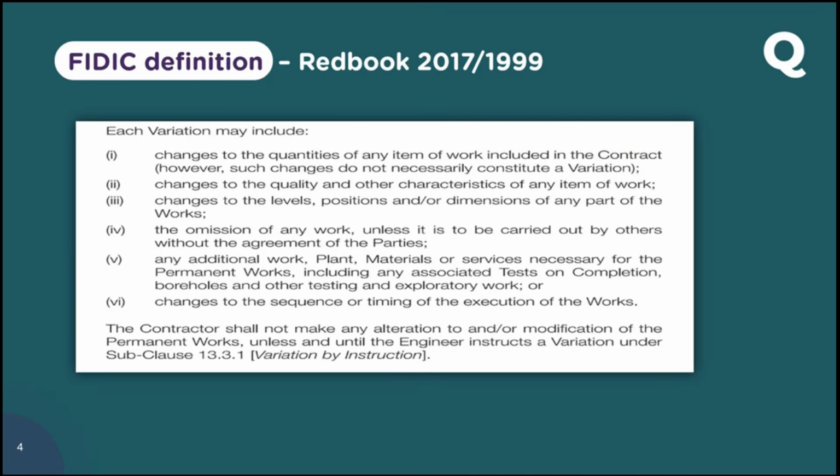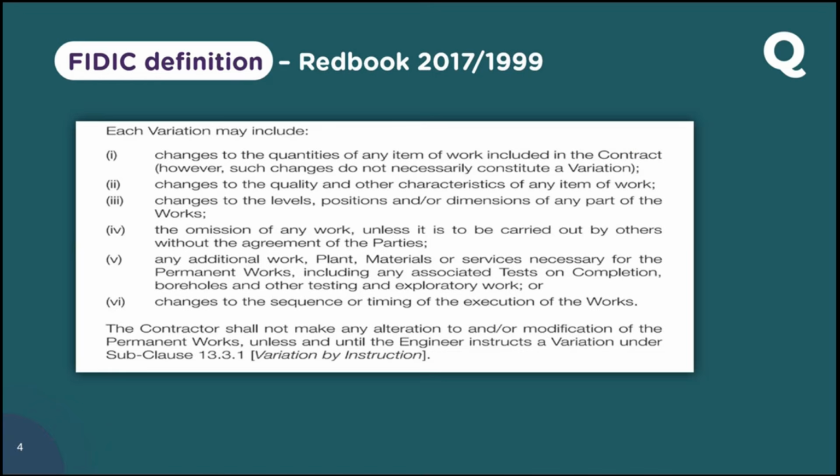Okay, so just keep in mind the last sentence. The contractor shall not make any alteration or modification of the permanent work unless and until the engineer instructs a variation under subclause 13.3. So guys, be very, very careful as a contractor. Unless the engineer instructs a variation, don't do it. Even if the client instructs, as per your contract, if the client can instruct, you can carry out the work. Okay, so this is the definition of variation as per FIDIC.